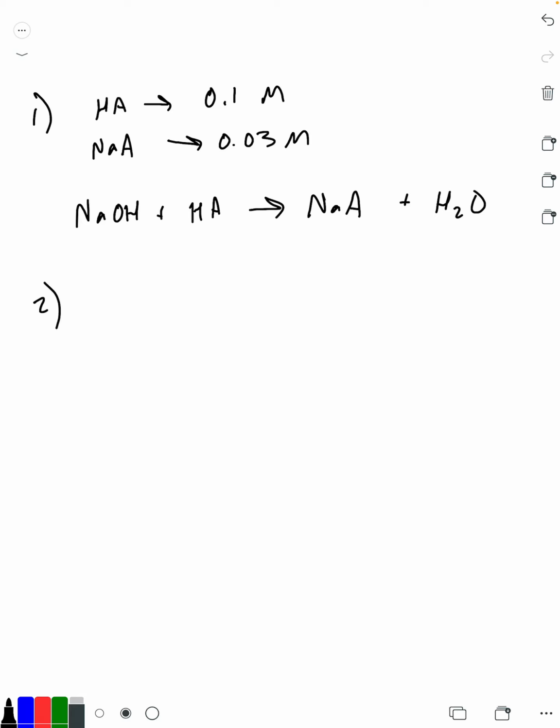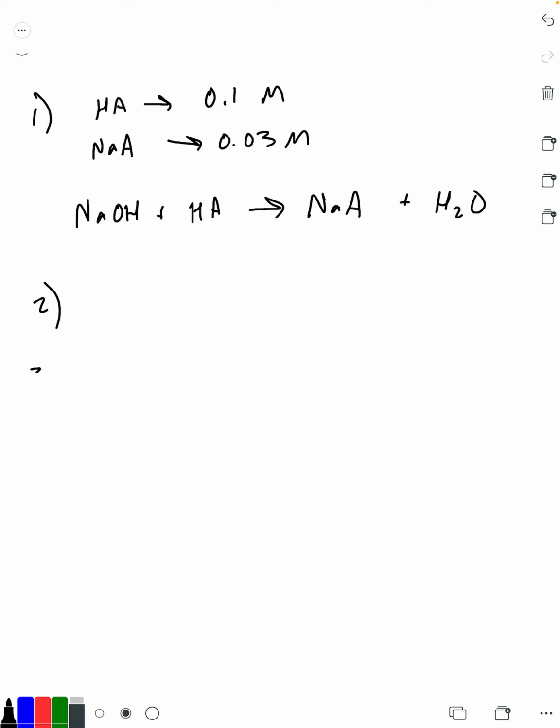Shouldn't be too hard. You can say when stress is applied to one side of an equation in equilibrium, the equilibrium shifts to relieve that stress. You could also say adding a reactant or removing a product shifts to the right. Adding a product or removing a reactant shifts to the left.